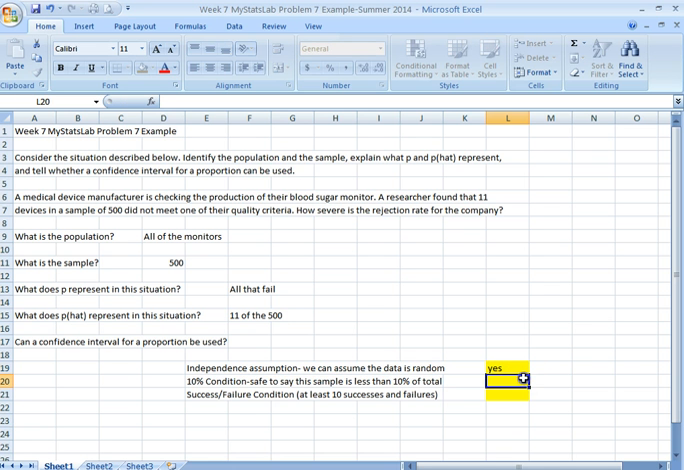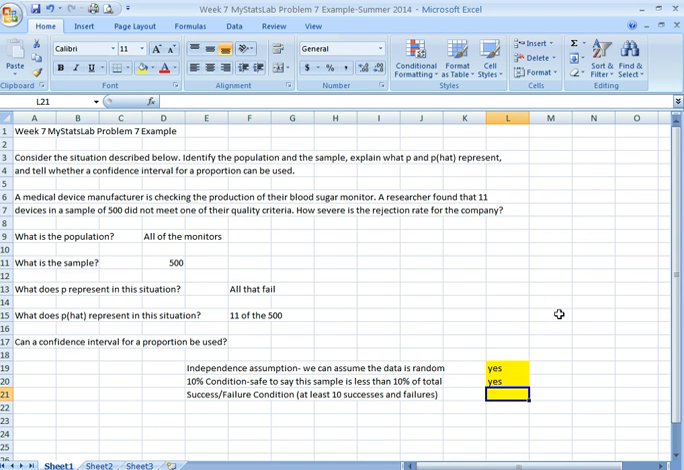The second part, the 10% condition. We have to know that our sample is less than 10% of the total. Well, in this case, there's no reason for us not to think this is a large company that makes a lot of monitors, so it is safe to say that the sample is less than 10%, and we can say yes here also, which leaves us one more, the success failure condition.